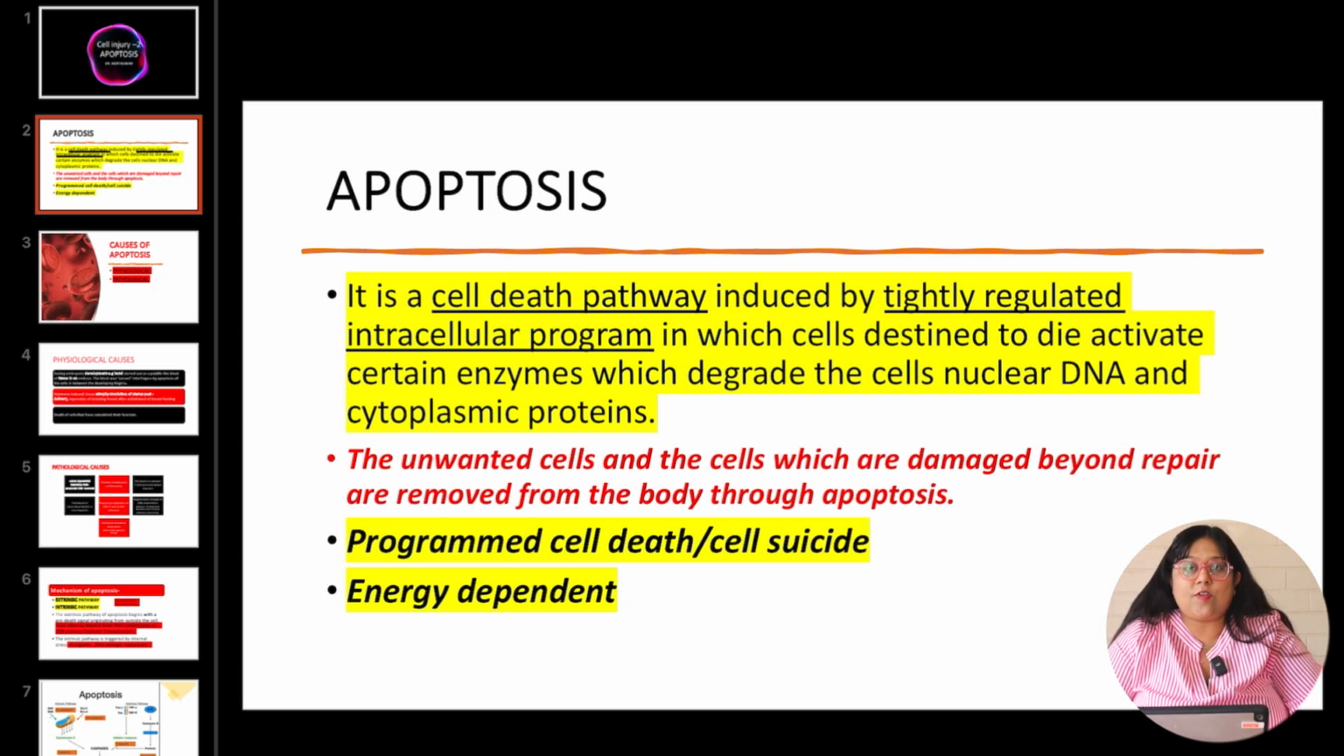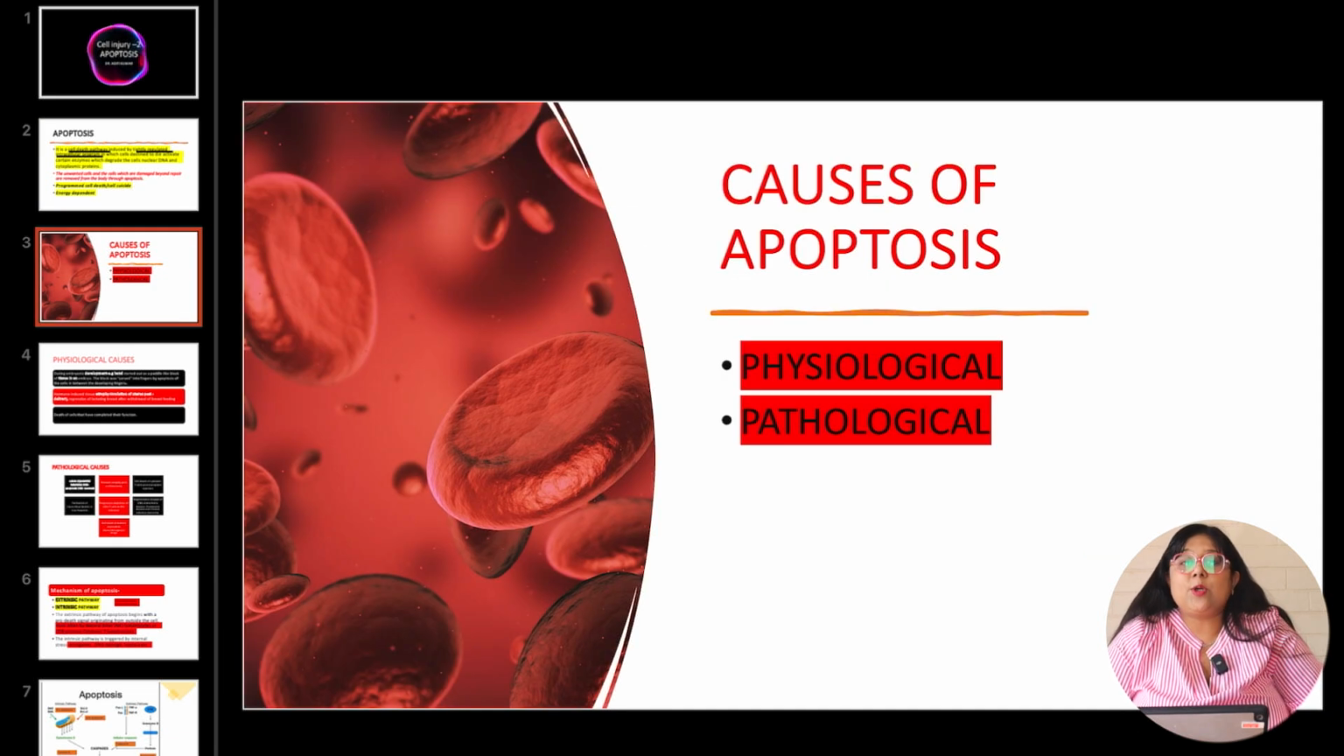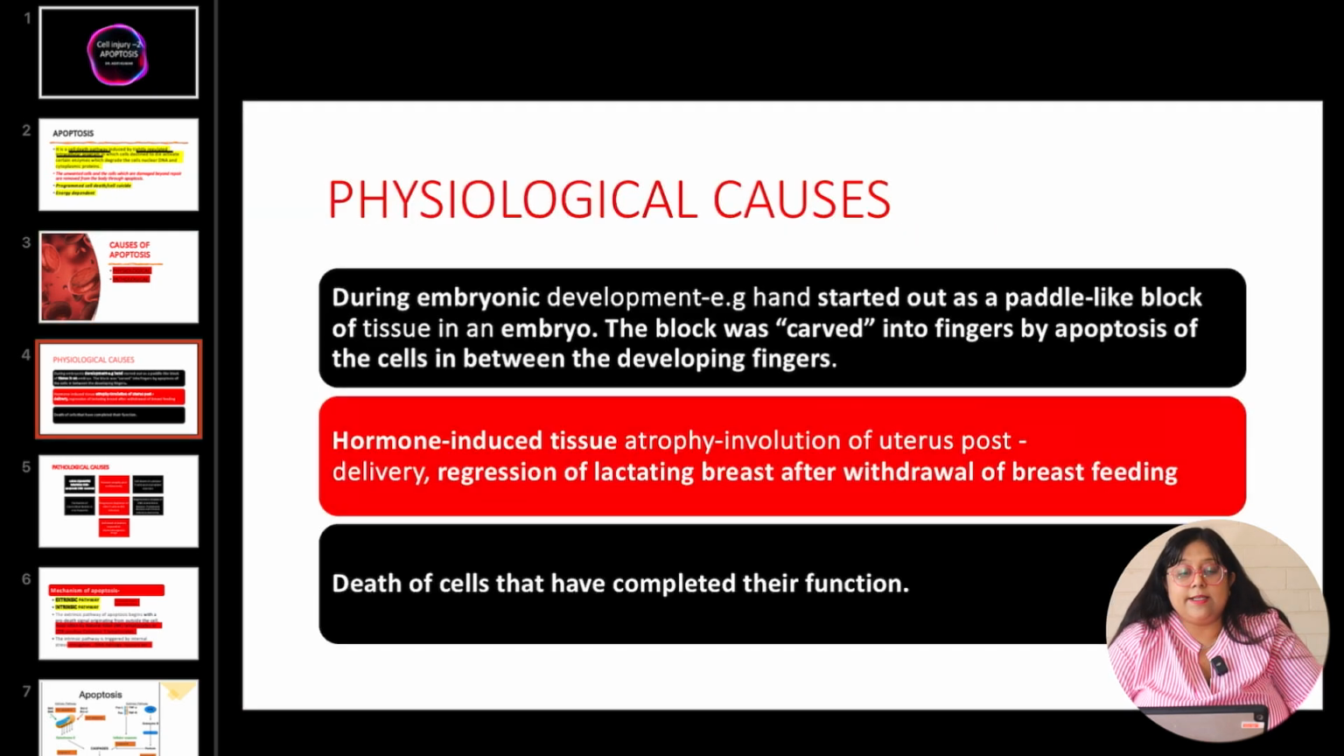Coming to the causes of apoptosis. Apoptosis could be because of physiological causes or pathological causes. I have enumerated a few physiological causes here. As you can see, during embryonic development, there is organogenesis. Organs are developed when an embryo is inside the uterus of a pregnant female.